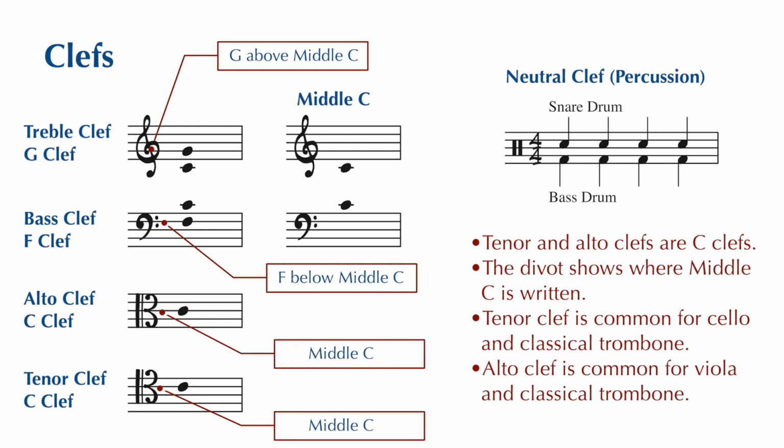Treble and bass clef are fixed, although they didn't used to be. The C clef can float around. If it appears like this, it's tenor clef. And if it's like this, it's alto clef. Most instruments are written in bass or treble clef, but the tenor and alto clefs are important if you play trombone, cello, viola, or are a conductor or a composer.